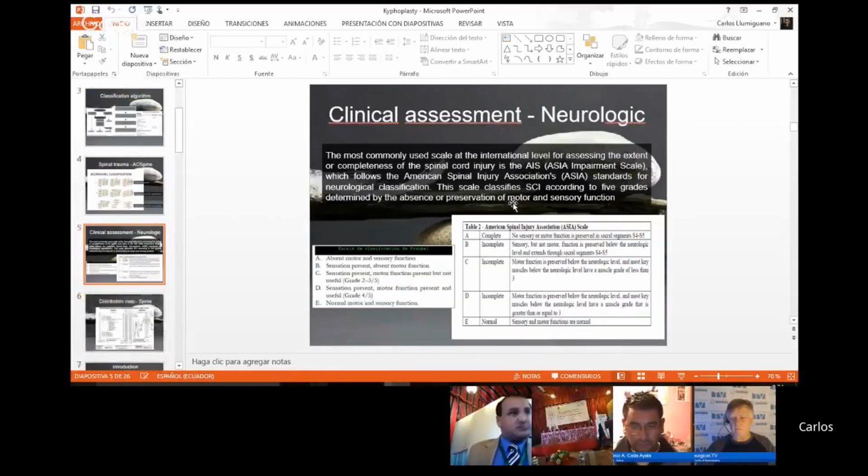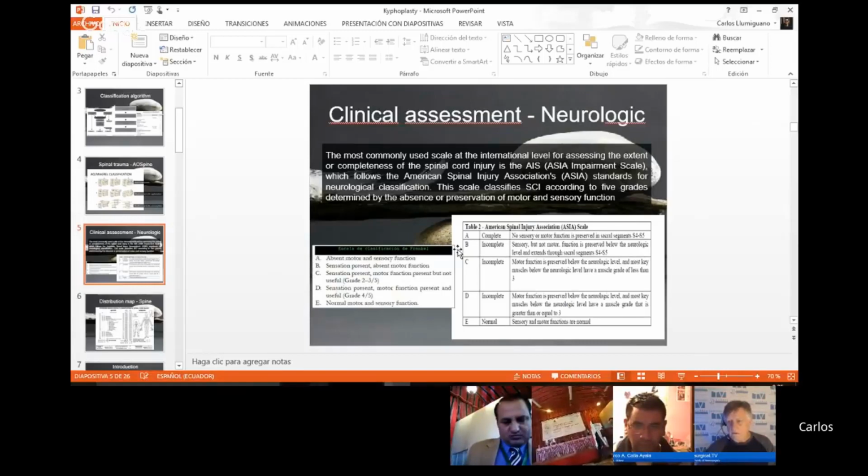In clinical assessment, the most commonly used scale at the international level for assessing the extent or completeness of spinal cord injury is the ASIA, the American Spinal Injury Association standards for neurological classification. This scale classifies spinal cord injury according to 5 grades determined by the absence or presence of motor and sensory function.